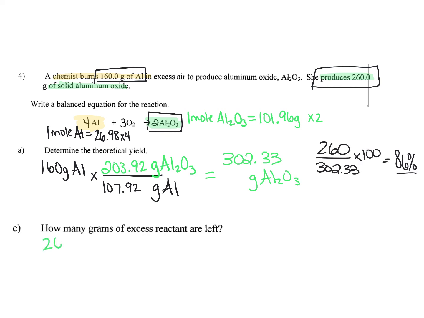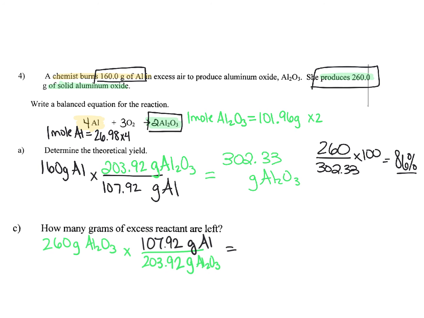So, since she only made 260 grams of aluminum oxide, let's find out, because she didn't make exactly what she was supposed to, let's find out how many grams of aluminum that much would require. So, we're going to put our grams of aluminum oxide on the bottom, which according to our balanced equation, we need 203.92 grams, and aluminum would be 107.92. So we're going to calculate based on the fact that she only made 260 grams of aluminum oxide. Let's find out how much aluminum would be used making that much product.